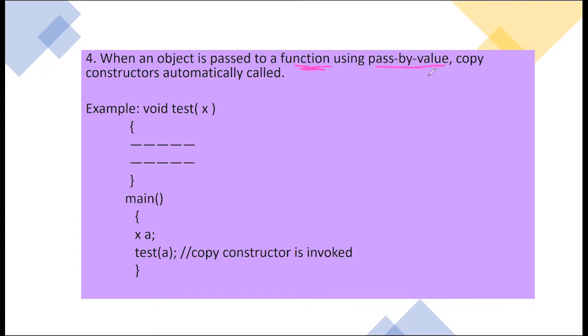That can be another case, not just the constructor or an object parameter of an object. If a function is passed by value, that is, if you're passing the value of an object, so in this case test is a function and a is an object I've created, and I'm passing a as a parameter. In this case also a copy constructor gets invoked. Remember, these are the two different cases where we are using an object as a parameter.